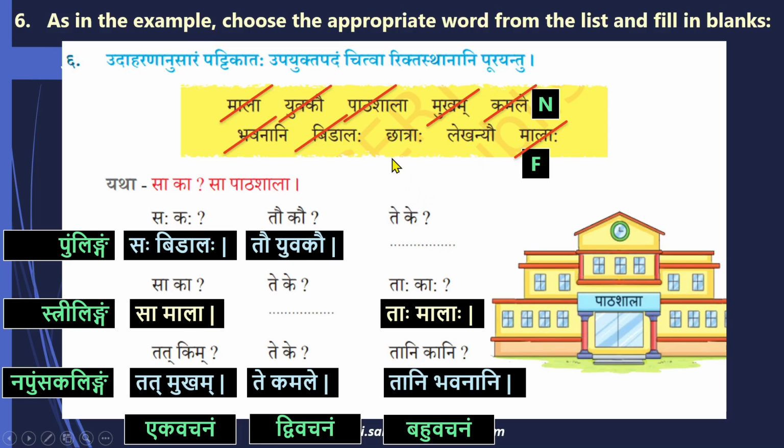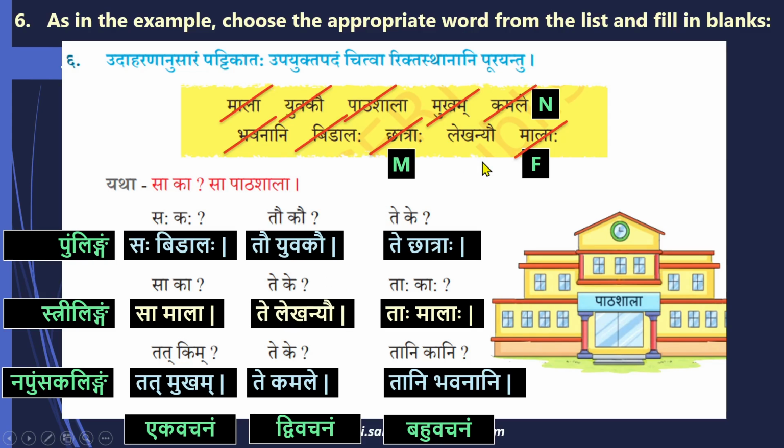So Chhatraha, Chhatrau, Chhatraha. Chhatra is a student. So Chhatraha is a masculine Pullinga pada. So Te Chhatraha. So that's how we strike it off. And we have only 1 remaining entry which is here, which is Te Lekhanyau. Lekhani, Lekhanyau, Lekhanyaha. That's how it comes. Lekhanyau is a Dvivachana pada.